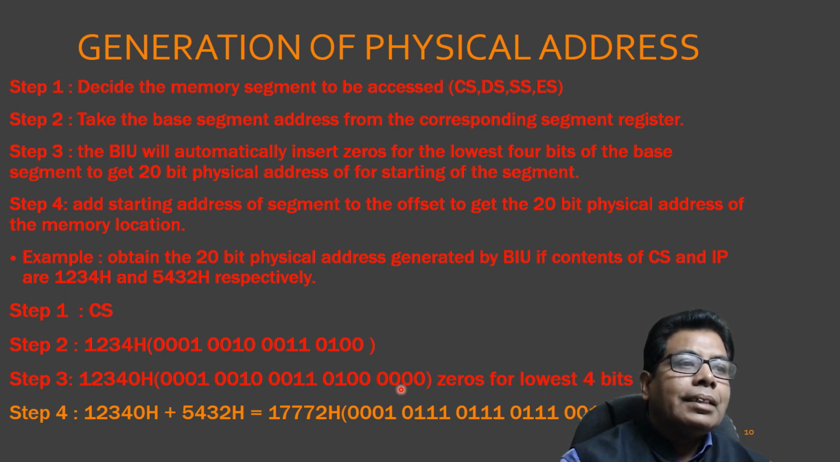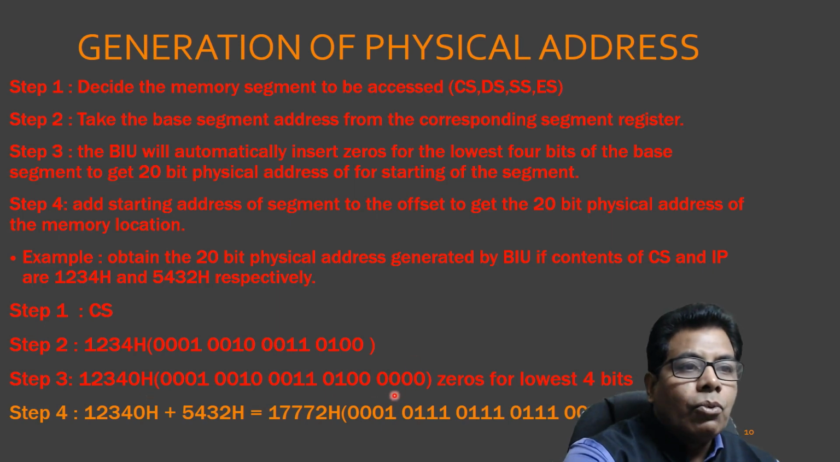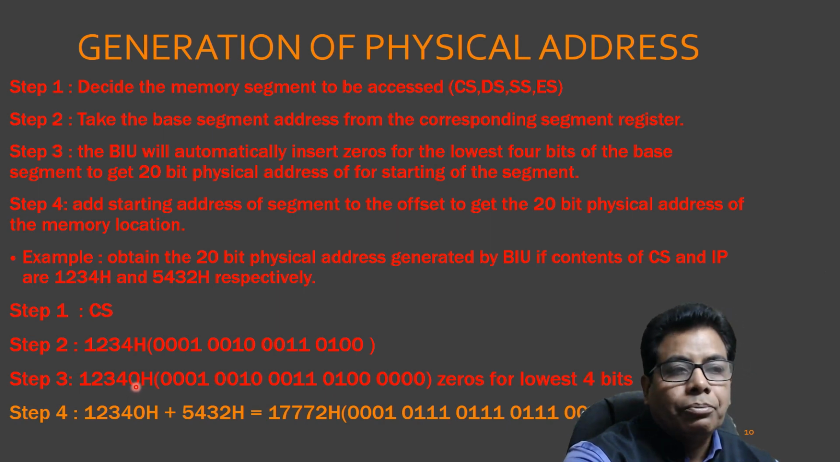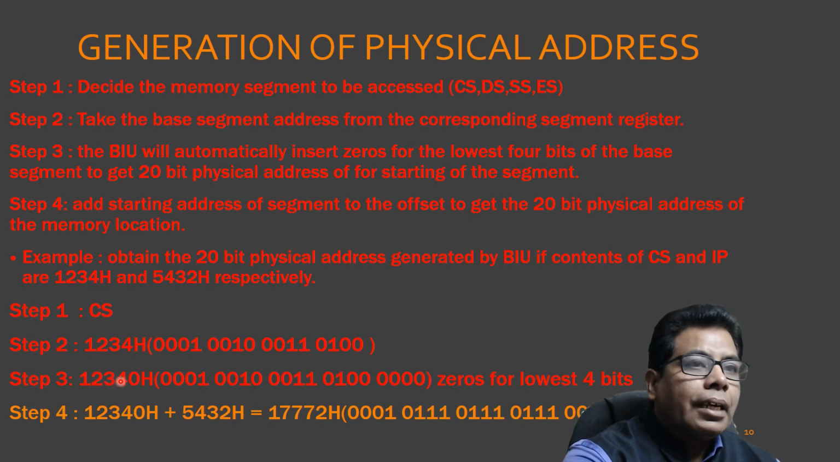Here we are inserting 4 zeros. You can see here 4 zeros are inserted for the lowest 4 bits. And if you take in hexadecimal a 0, you will find only a single 0. So the starting address of the segment will be 12340.